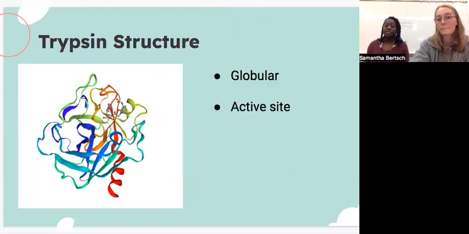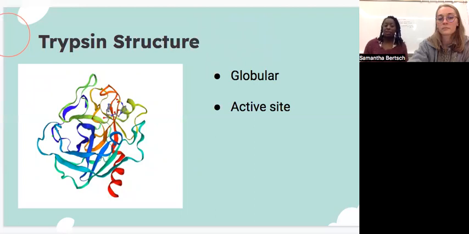Now we're going to use Swiss Model to focus more on the structure of trypsin. From Swiss Model, we see that trypsin has a globular structure. However, it is only composed of one polypeptide with 223 residues. In the structure, there are a number of cysteine bonds present, which allow the molecule to participate in disulfide bonds between itself and other molecules.